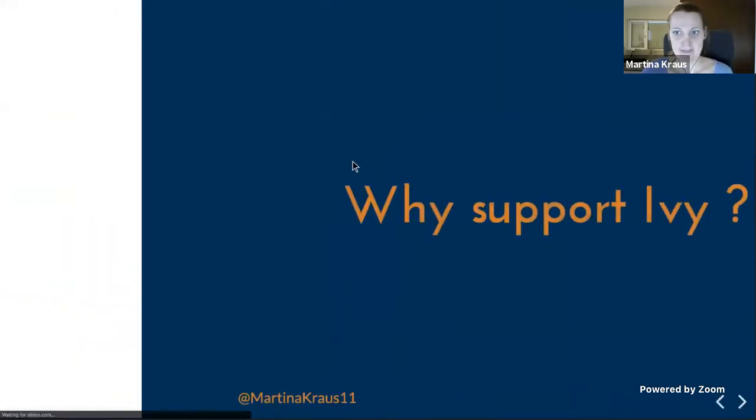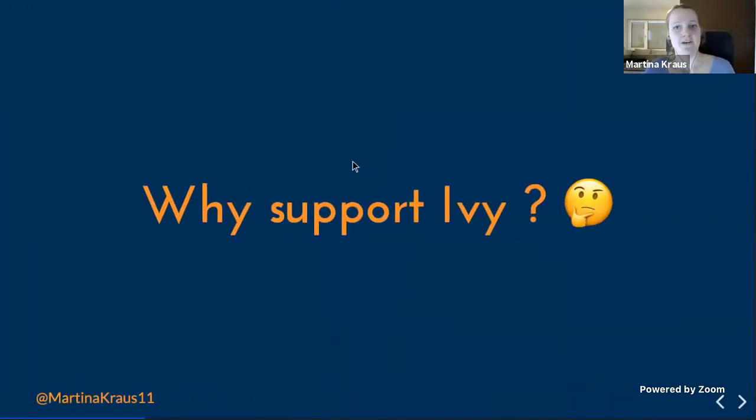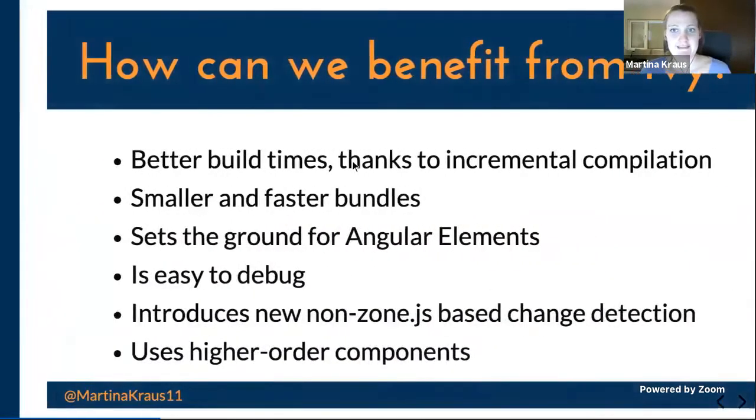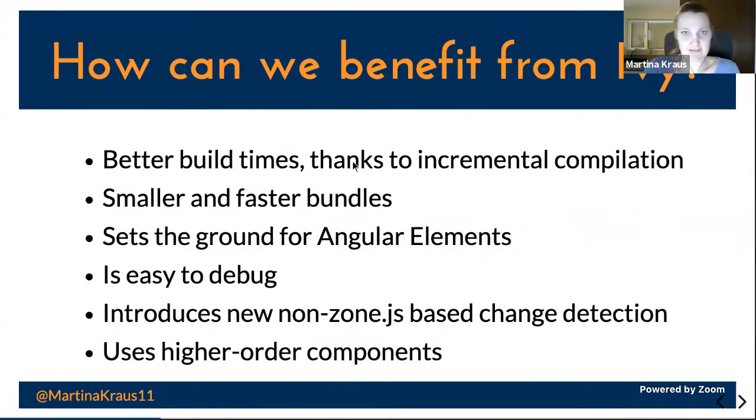But enough. So why should I support Ivy in the first place if it's completely breaking my whole ecosystem, if it's completely breaking my libraries? Yes, I mean, it's the new rendering engine in Angular, and we can get a lot of benefits from Ivy. We get better build times regarding compilation. I mean, smaller and faster bundles. I already talked enough about that.